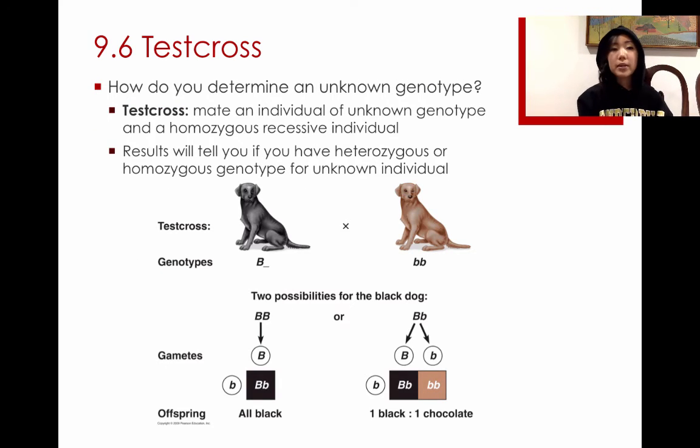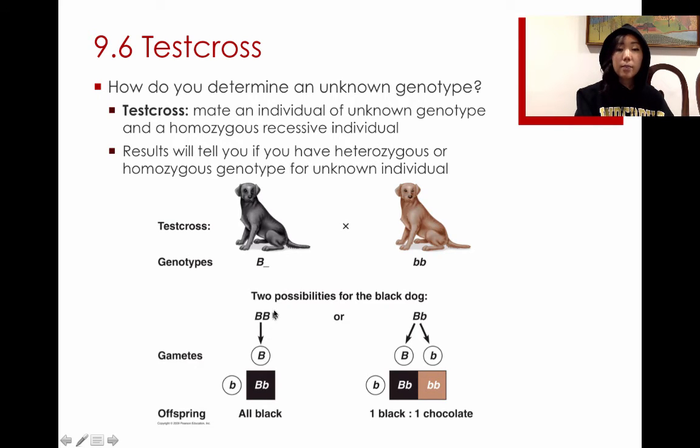Okay, so switching topics, we can use these principles of the Law of Independent Assortment and the Law of Segregation to do a Testcross. A Testcross is something that we do to determine an unknown genotype of some kind of organism. So we mate an individual of unknown genotype with a homozygous recessive individual. The reason why we do this is because we want to determine the genotype, and based on the offspring of this Testcross, we can figure out what the genetic makeup is of this unknown organism.